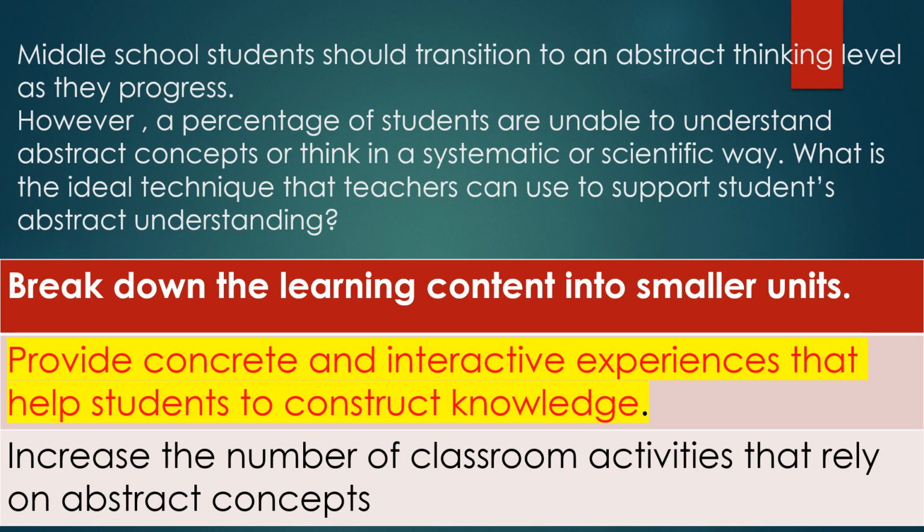Let's look at another question. Middle school students should transition to an abstract thinking level as they progress. So this is about thinking level. However, a percentage of students are unable to understand abstract concepts or think in a systematic or scientific way. What is the ideal technique that teachers can use to support students' abstract understanding?